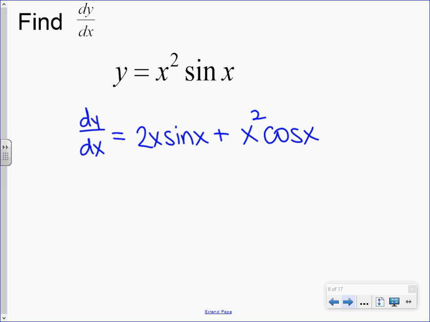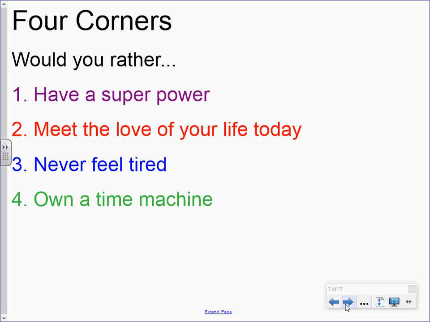All right, we're going to do something a little different. We're going to do an example without me guiding you, but I'm going to make you stand up and talk to other people besides who you're with, okay? So I want you to think about, would you rather have a superpower, meet the love of your life today, never feel tired, or own a time machine? Take your notebook and pencil.